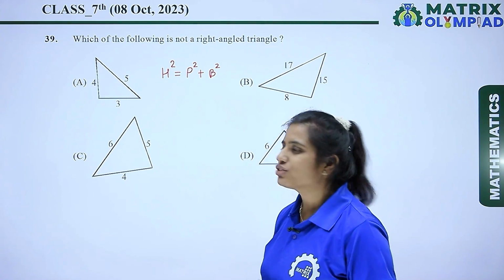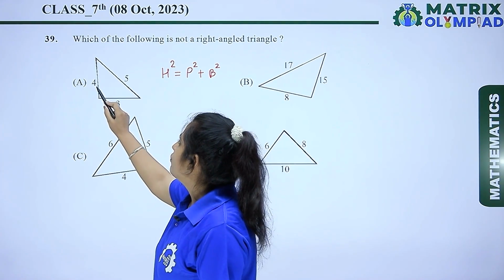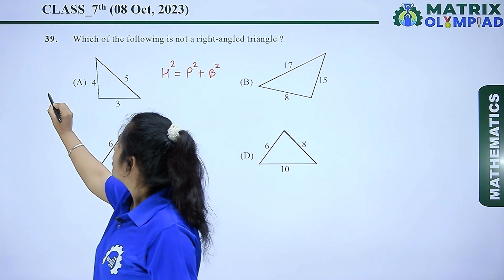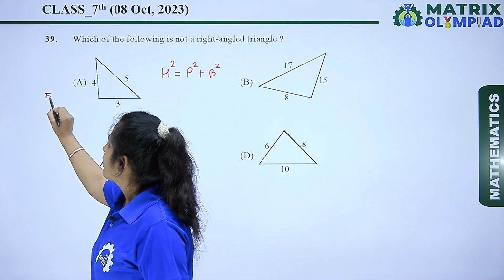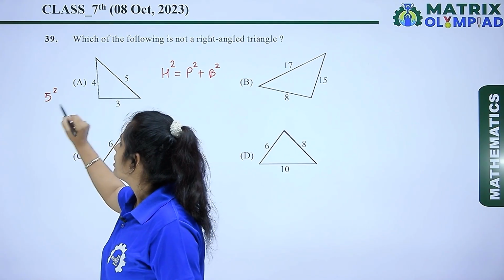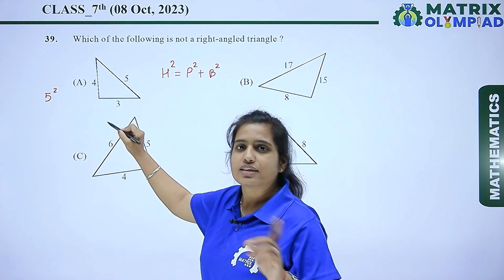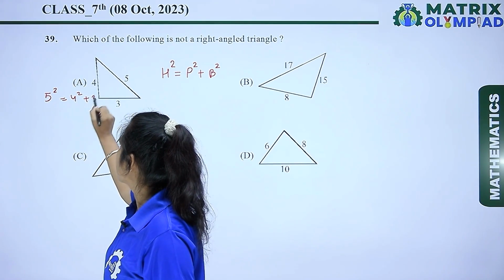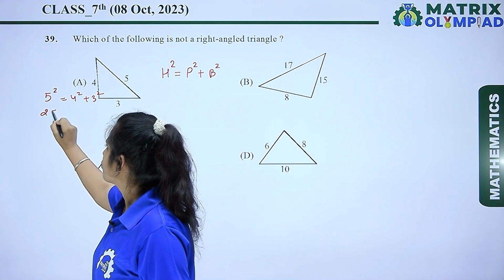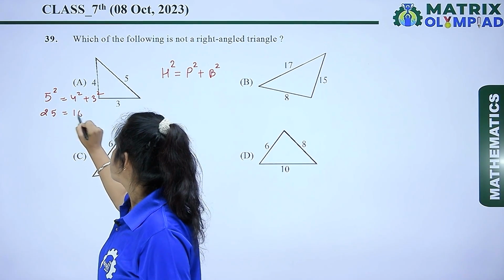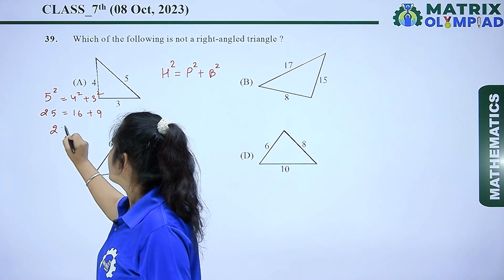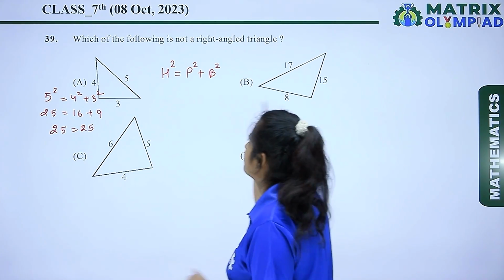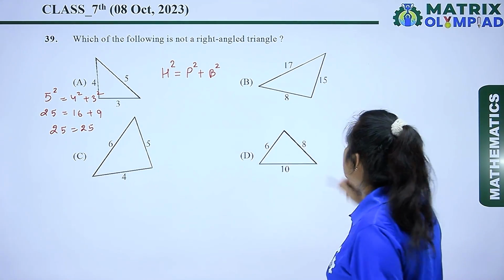So let's begin with the first option. पहला ऑप्शन है 4 5 3. प्रॉपर्टी में पुट करते हैं. Let's check. जो सबसे ग्रेटेस्ट नंबर होगा इन तीन नंबर्स में से, that is the hypotenuse. तो 5 का स्क्वायर इज इक्वल टू 4 स्क्वायर प्लस 3 का स्क्वायर. 5 स्क्वायर इज 25 इक्वल टू 16 प्लस 9, तो 25 इज इक्वल टू 25. तो ये तो हमारा राइट एंगल है. Let's begin with the next option.